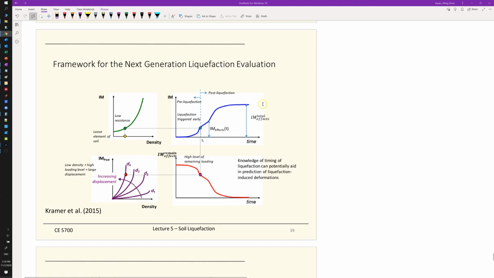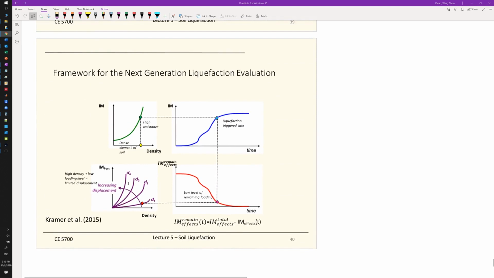This is kind of like the breaking up of the earthquake ground motions. The intensity measures can be Arias intensity, can be CAV, the cumulative absolute velocity, or any other kinds of IM values. So you can break it down into two parts, pre-liquefaction and post-liquefaction. And after they identify the post-liquefaction loading, they are able to estimate what the consequence of liquefaction is. So the next generation liquefaction evaluation procedure will try to combine the two parts, the triggering and also the consequence of liquefaction. There will be something coming up in the future, but I want to give a heads up on how the future will look when it comes to liquefaction evaluation.